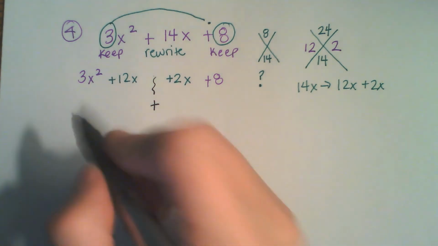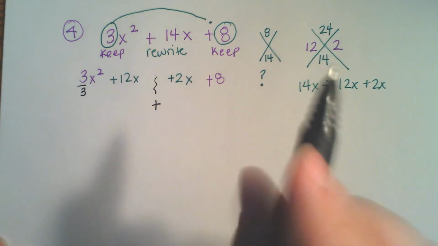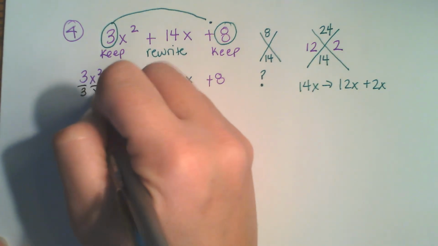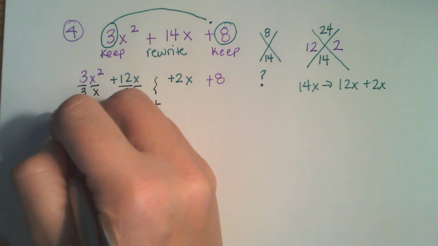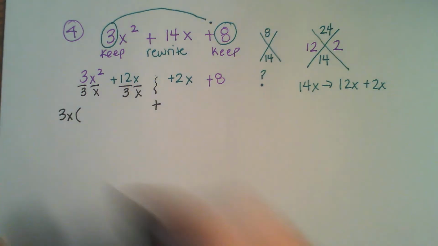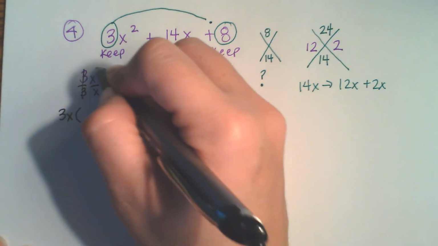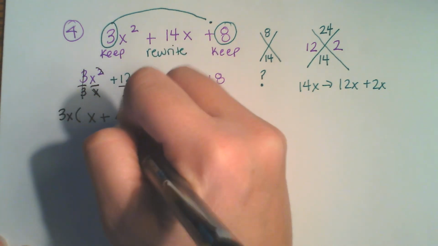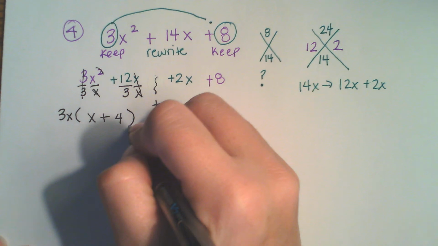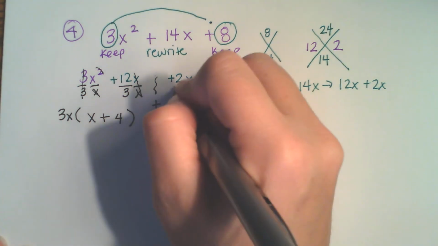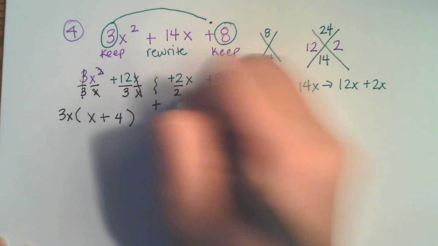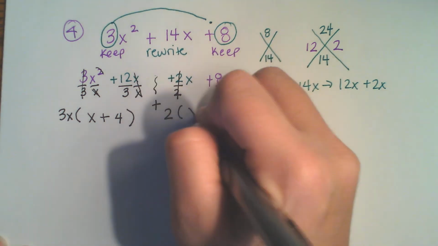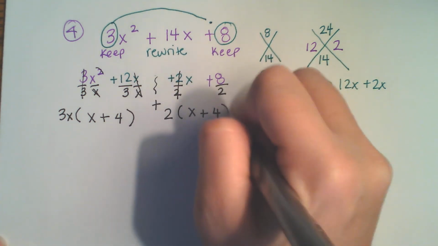And I look for what they have in common. So what can we divide out of 3 and 12? 3. And I can also always divide out an x on this first one. So we'll divide out a 3x. That'll leave me with 1x plus 12 divided by 3 would be 4. And the x's will cancel. Out of 2 and 8, I can divide a 2. So I'm left with 1x plus 4 again.